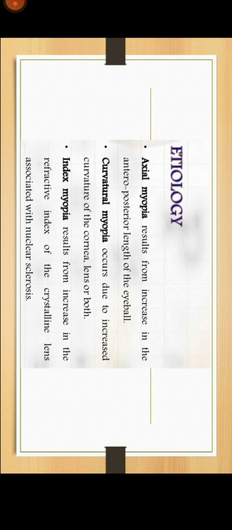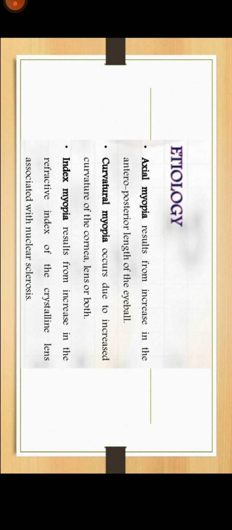The next one is curvatural myopia. This occurs due to increased curvature of the cornea, lens, or both. Here, light rays coming through the cornea and lens are converged onto the retina. When the convergent power or the curvature increases, the more the curvature, the image is formed in front. When the curvature is somewhat slightly less, the image will go to the retina.